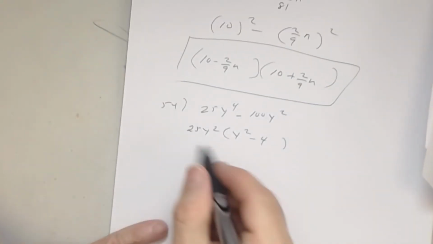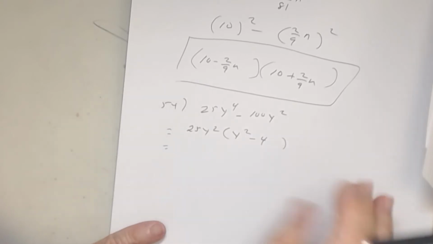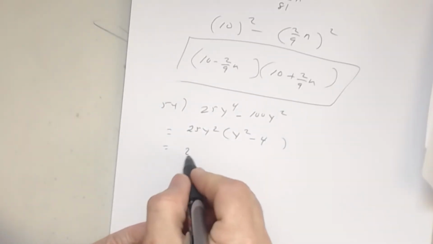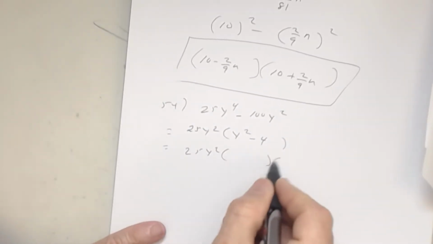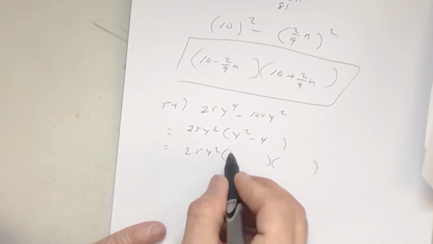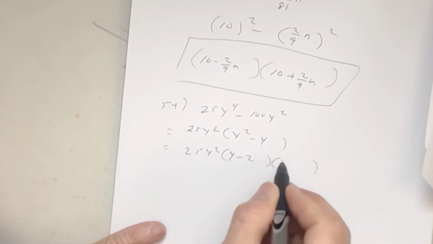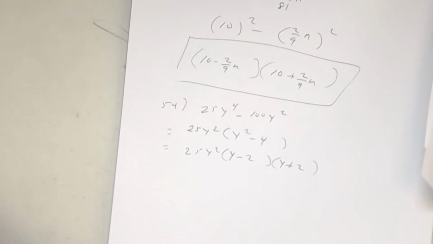So now y squared minus 4 is easy to factor. You can do it in your head. So the answer will be 25y squared times what two binomials? Yeah, y minus 2 times y plus 2. Okay.